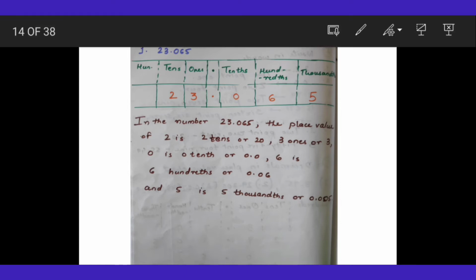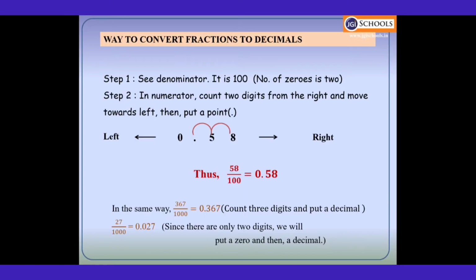Fine. Now the next thing, how to convert fractions to decimals. Okay, what is the first step? You have to see the denominator. It is 100 and the number of zeros is 2. Right? So what will you do in such a case? In step 2, in the numerator count 2 digits from the right and move towards the left. Then put a point there.